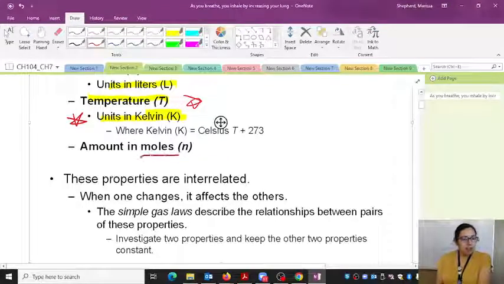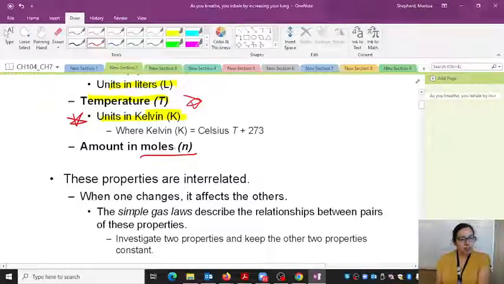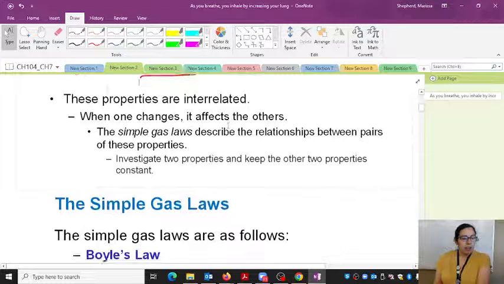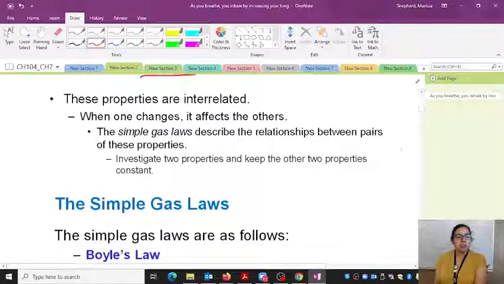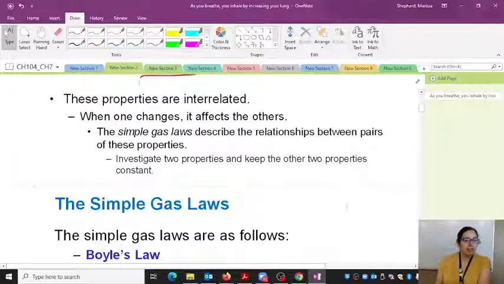And then we'll also relate it to moles, and that's given here by our symbol n, our little n there. We'll see that these properties are all interrelated. This means when one changes, it can affect the others. First, we'll look at the simple gas laws and then sum it all up in our combined gas law.